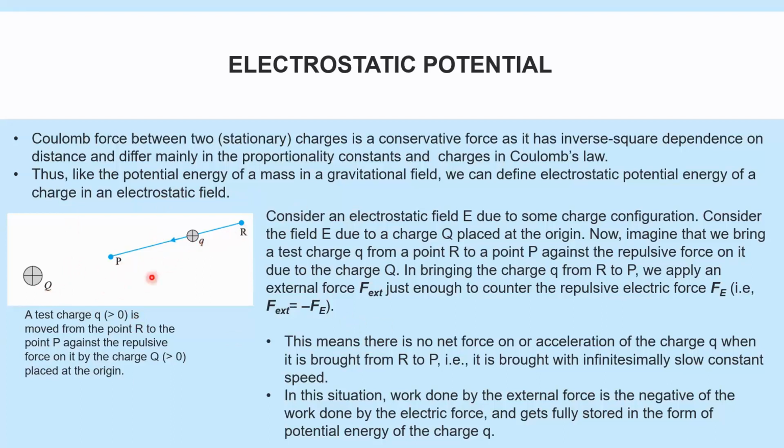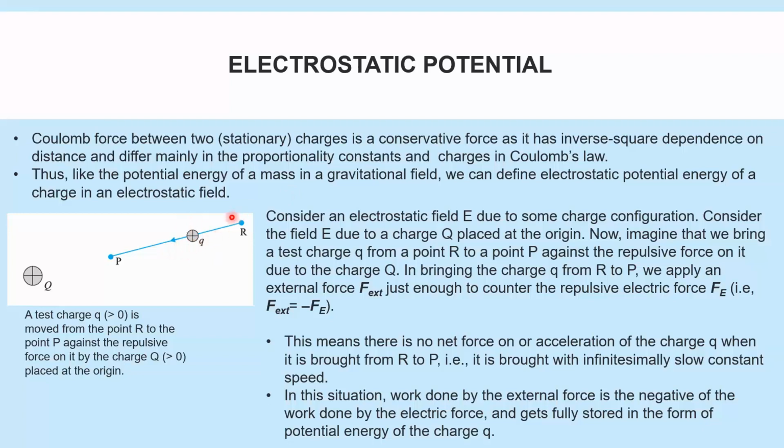Also, as I said, the work that we are doing in bringing it from R to P is in the direction opposite to the electrostatic field, and that is why the work done by the external force is going to be the negative of the work done by the electric force. It gets fully transformed into the potential energy of the charge Q. So we are bringing test charge Q from R to P and the work is being done.